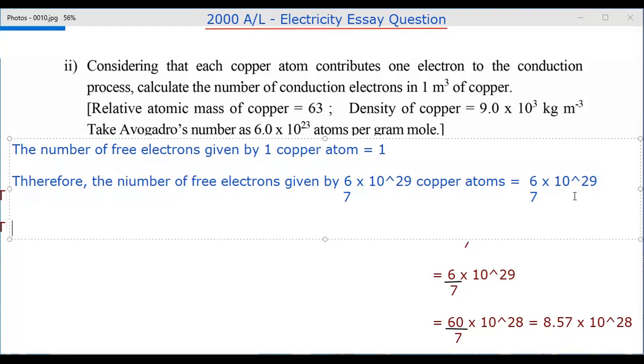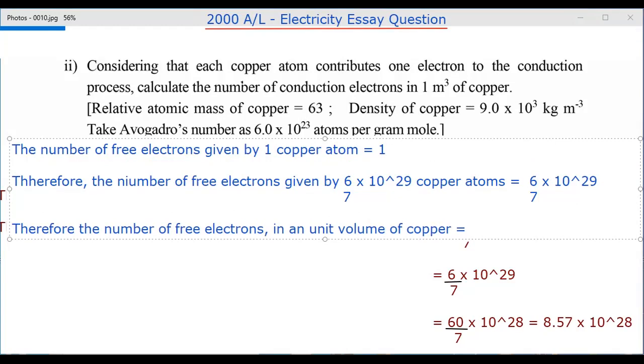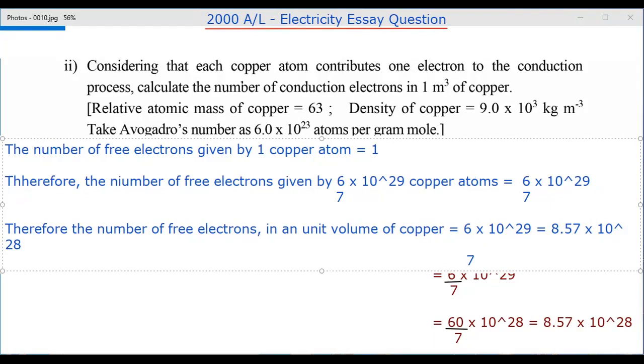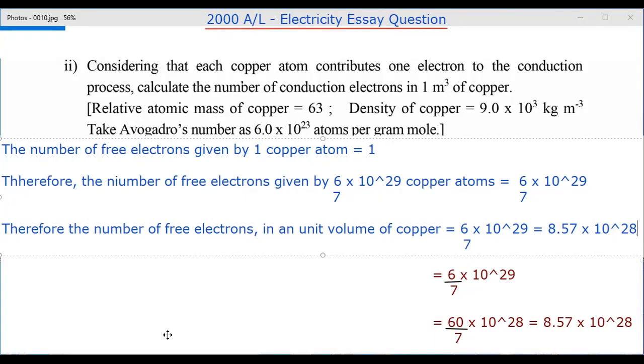And we have this much of atoms in a unit volume. So the final answer is, therefore, the number of free electrons or conduction electrons in a unit volume of copper is equal to 6/7 into 10 to the power 29. We divided this earlier and got the answer as 8.57 into 10 to the power 28. We have already obtained this answer. Am I right here? Okay, please write.